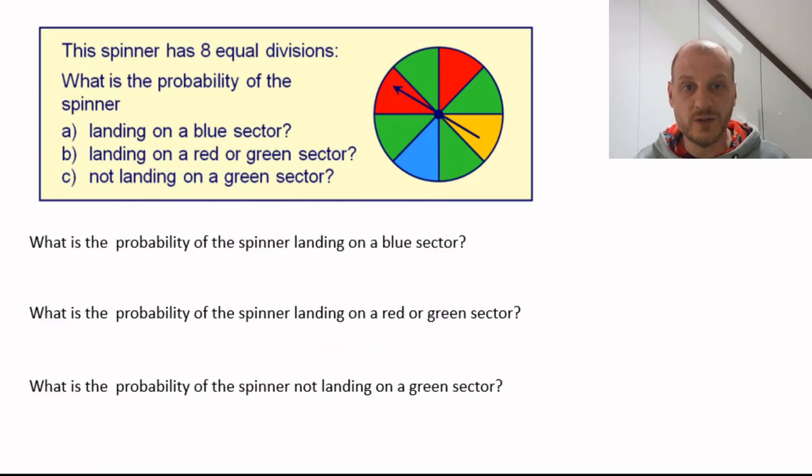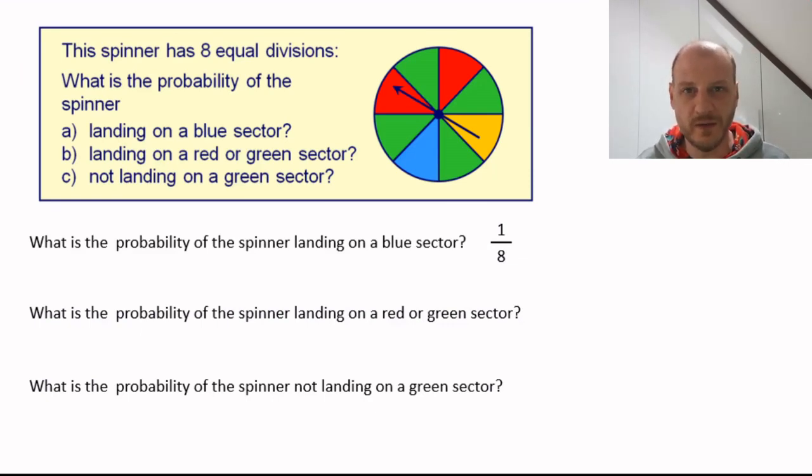If we look at these questions, so these are a little bit more difficult. So the spinner has 8 equal divisions. What is the probability the spinner lands on a blue sector? Well, there's 1 blue sector out of 8 possible sectors, so the answer is going to be, I hope you're thinking, 1/8.